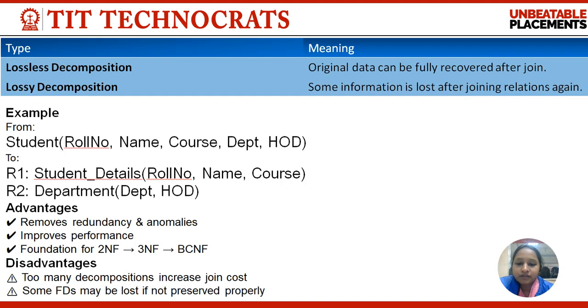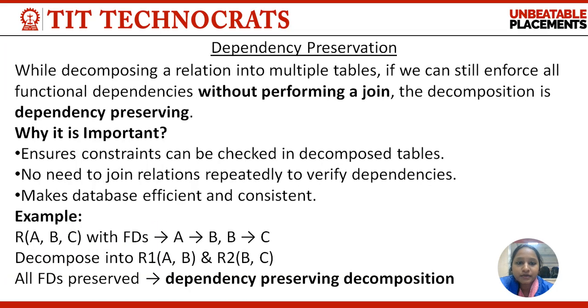The advantage and disadvantage of decomposition: decomposition improves performance and removes anomalies, but excessive decomposition may increase join cost. Also, if dependencies are not preserved, constraints may become difficult to enforce. Next is dependency preservation. A decomposition is dependency preserving if all functional dependencies can still be enforced on the decomposed tables without joining them. This ensures efficiency and consistency.